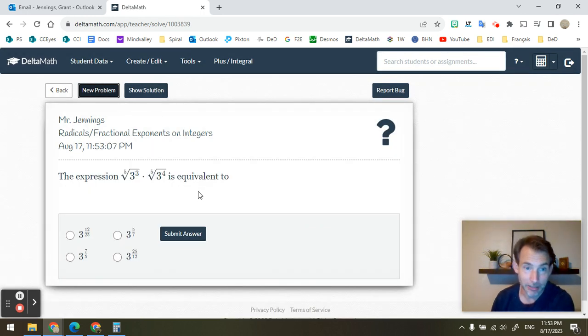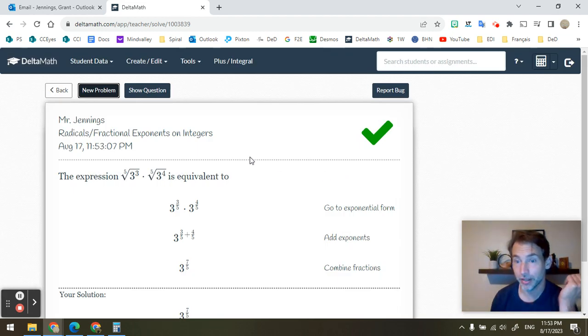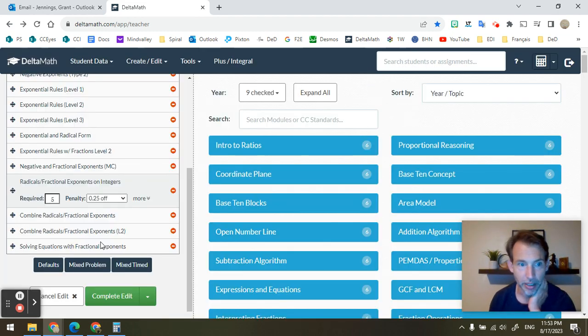So if we have something like this, go to exponential form. That will be 3 to the 3/5 multiplied by 3 to the 4/5 gives us 3 to the 7/5. There it is. Hooray. So just practice. This is all just practice.